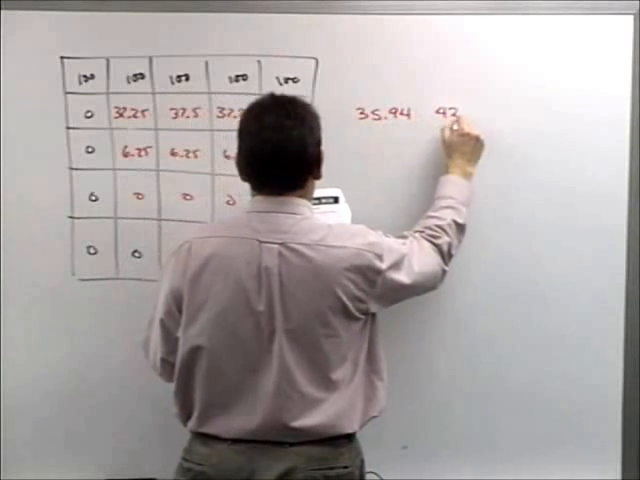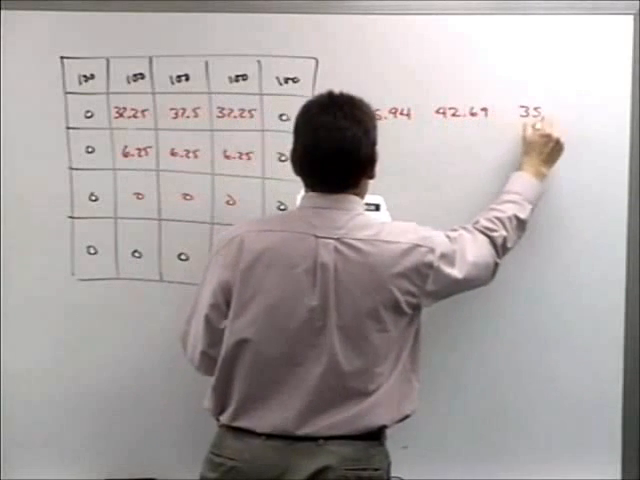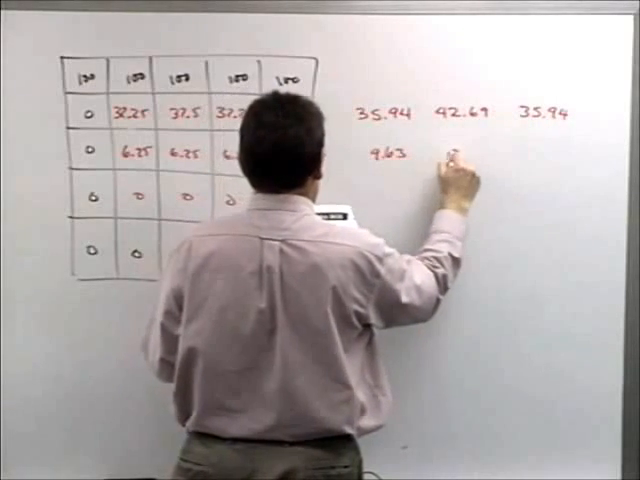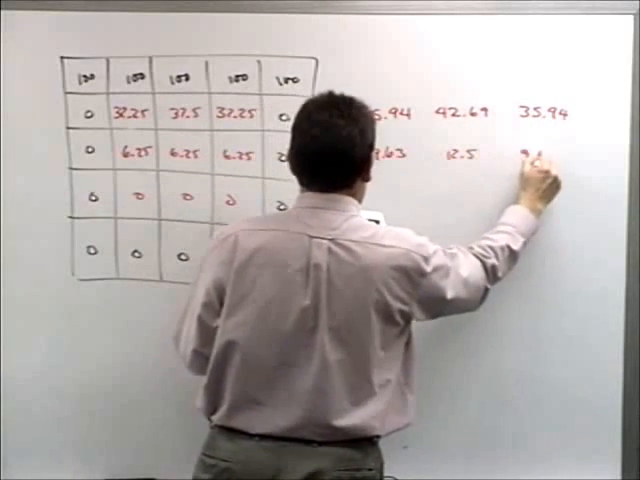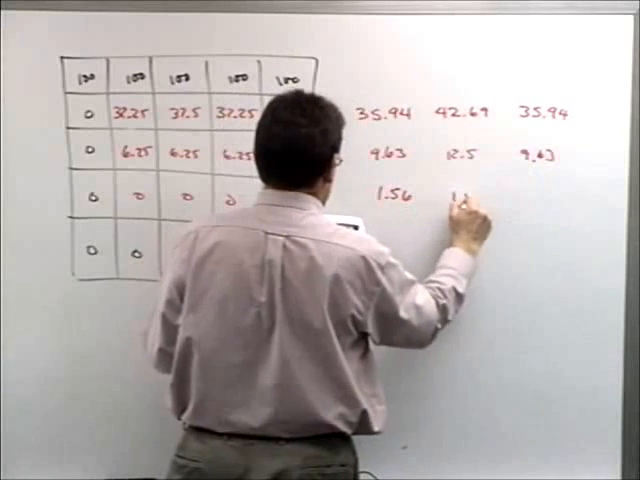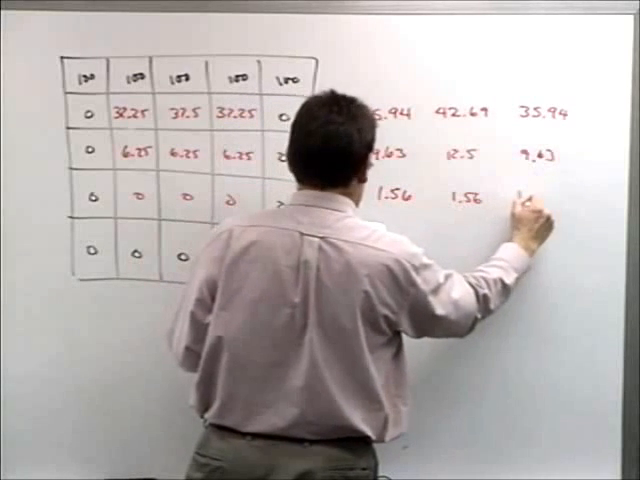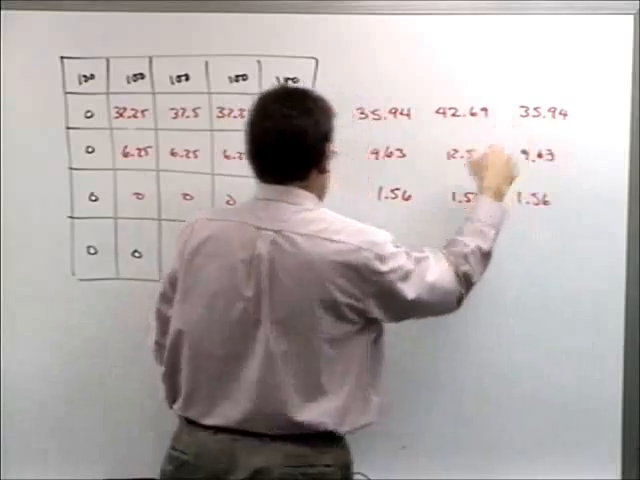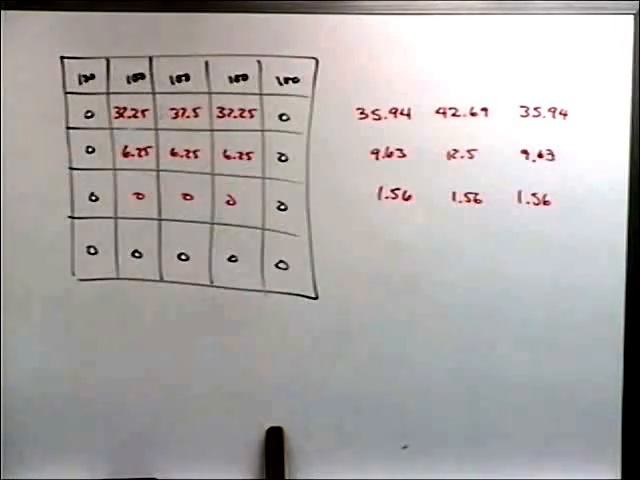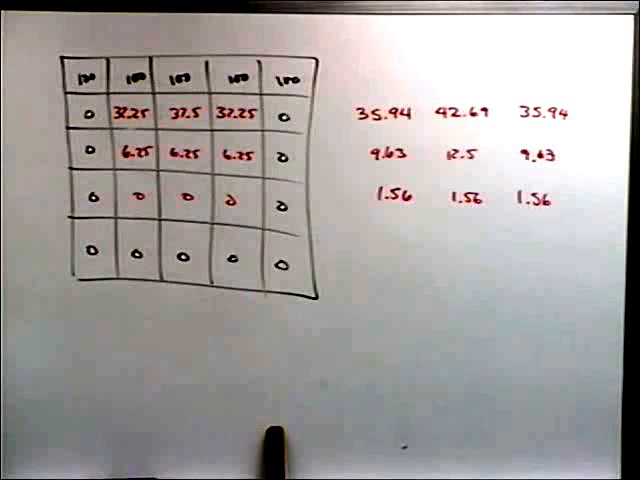35.94, 42.69, 35.94, 9.63, 12.5, 9.63, 1.56, 1.56, 1.56. And you iterate a few more times, and the values pretty much start to converge to their final answers here.